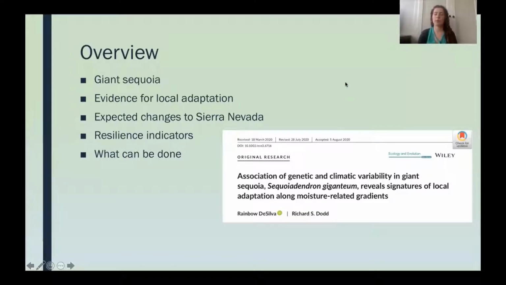So I want to provide a really quick overview. First, we're going to talk a little bit about giant sequoia ecology. Then we're going to go into the details of this study of local adaptation in giant sequoia. Then we're going to touch on the expected changes to Sierra Nevada water balance, as it's particularly relevant to giant sequoia. Then we'll talk a little bit about other resilience indicators in this species and what these lines of evidence might help determine as to the future of giant sequoia. And then we're going to talk about management options. What can we do as managers to facilitate population persistence in this species?